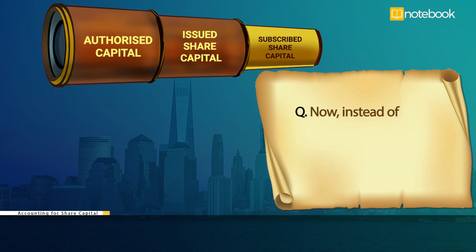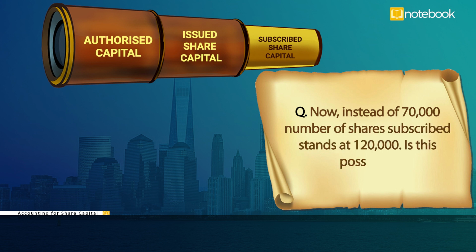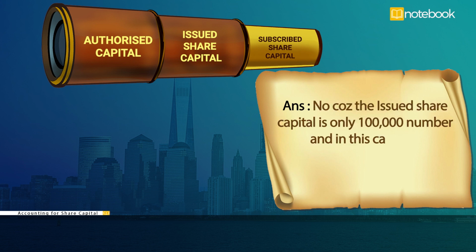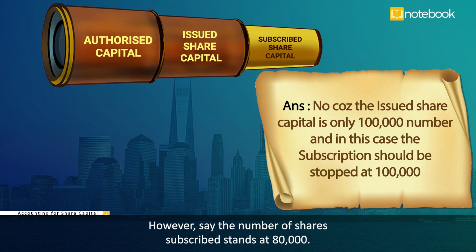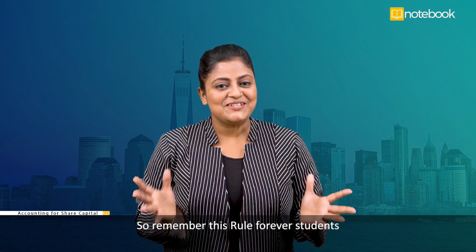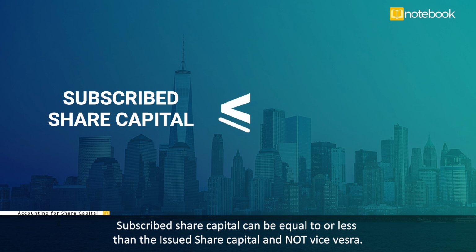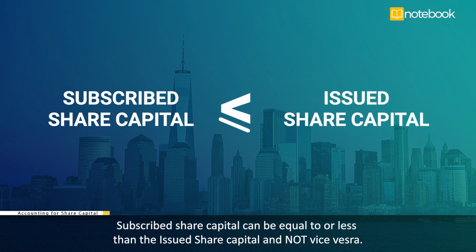Now, instead of 70,000, number of shares subscribed stands at 1,20,000. Is this possible? No, because the issued share capital is only 1 lakh number, and in this case, the subscription should be stopped at 1 lakh. However, say the number of shares subscribed stands at 80,000. In this case, the subscribed share capital should stand at rupees 8 lakh. So, remember this rule forever, students. Subscribed share capital can be equal to or less than the issued share capital and not vice versa.